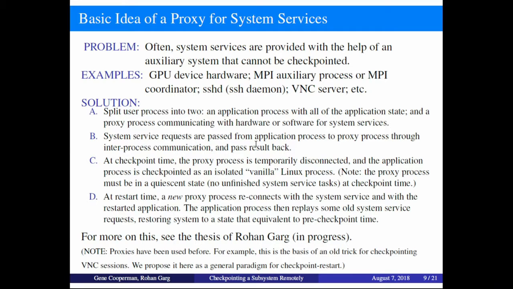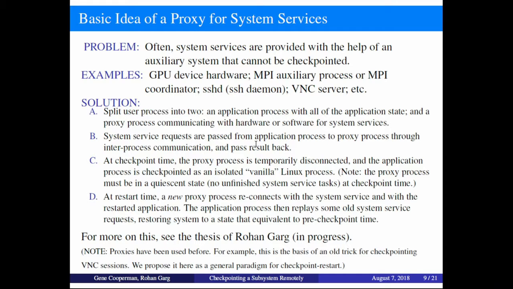Or if there's a crash, the proxy process is gone forever. We're not going to try to save it. We will only save the application process. So we are saving the state of the application process. And then when it's time to restart, we'll just bring up a completely new proxy, and basically a completely new real world that knows nothing about the old real world.